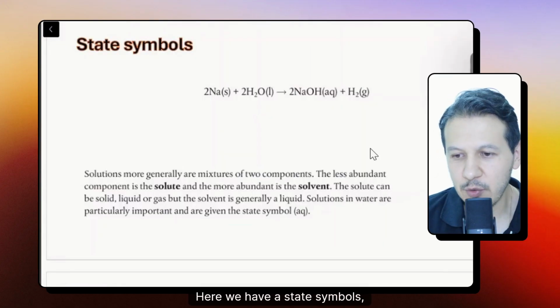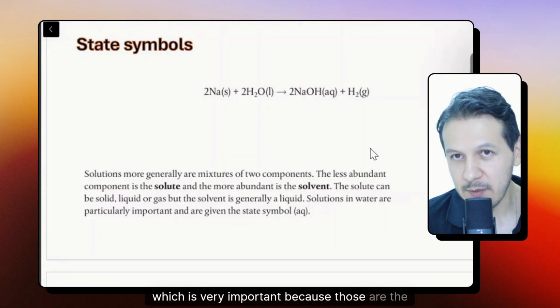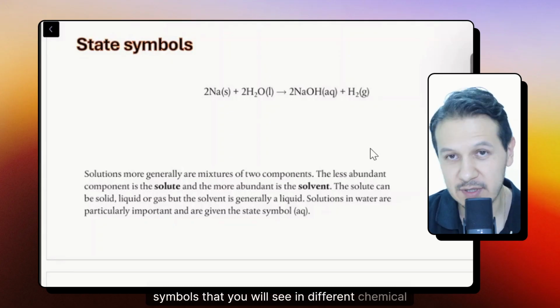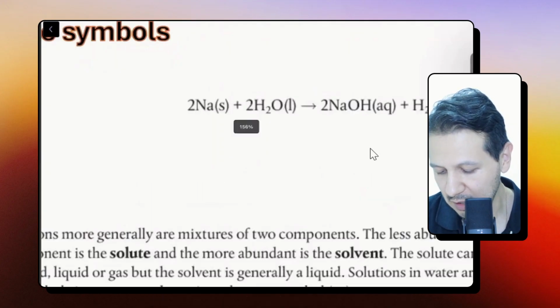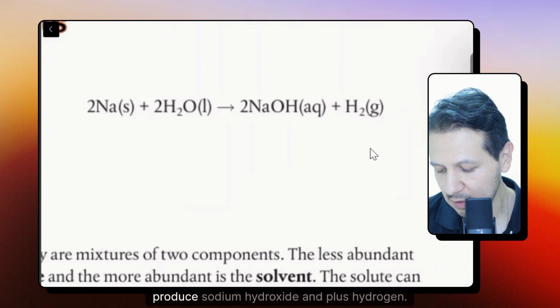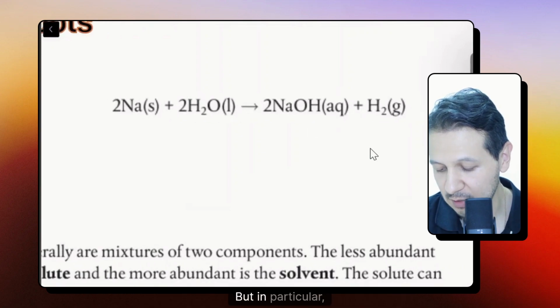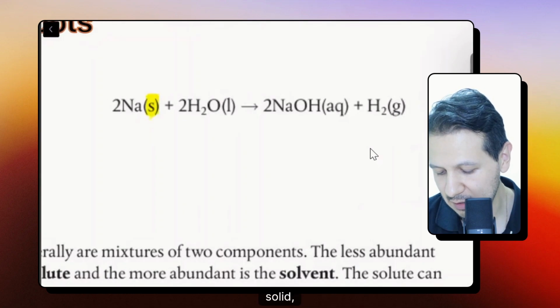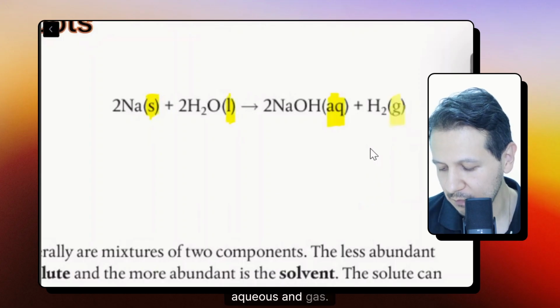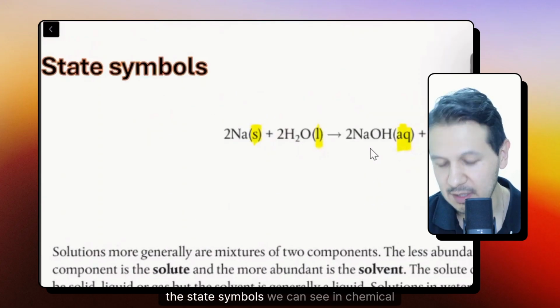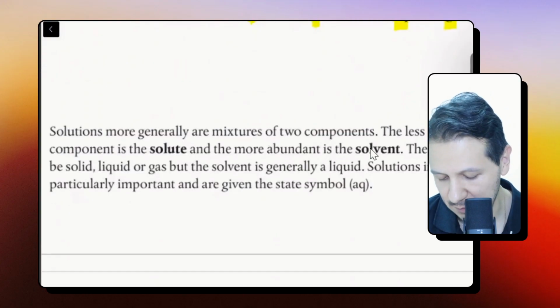Here we have the state symbols, which are very important because those are the symbols that you will see in different chemical equations. As you see, we have sodium plus water produces sodium hydroxide plus hydrogen, but in particular we have solid, liquid, aqueous, and gas. Those are the state symbols we can see in chemical equations.